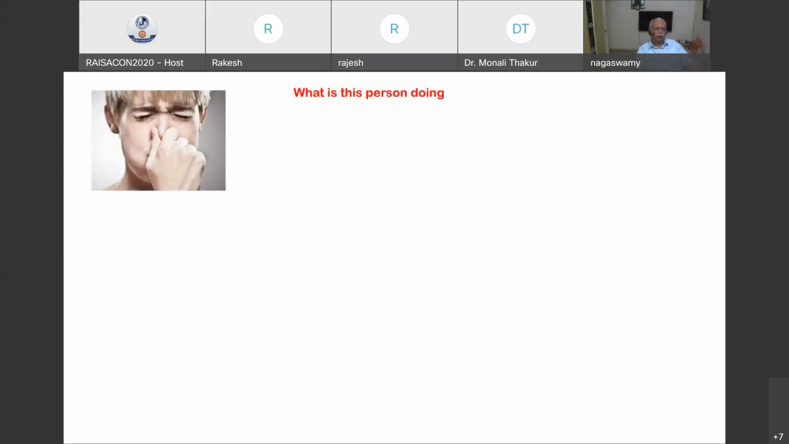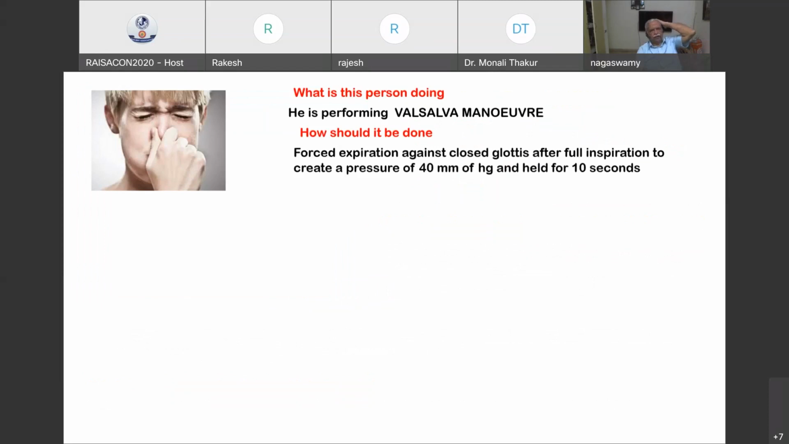What is this person doing? Valsalva maneuver. Very good. He is performing a Valsalva maneuver. How should you do a Valsalva maneuver? Forced expiration against a closed glottis after full inspiration to create a pressure of 40 millimeters of mercury, and it should be held for 10 seconds. That is the fully correct method of doing Valsalva.